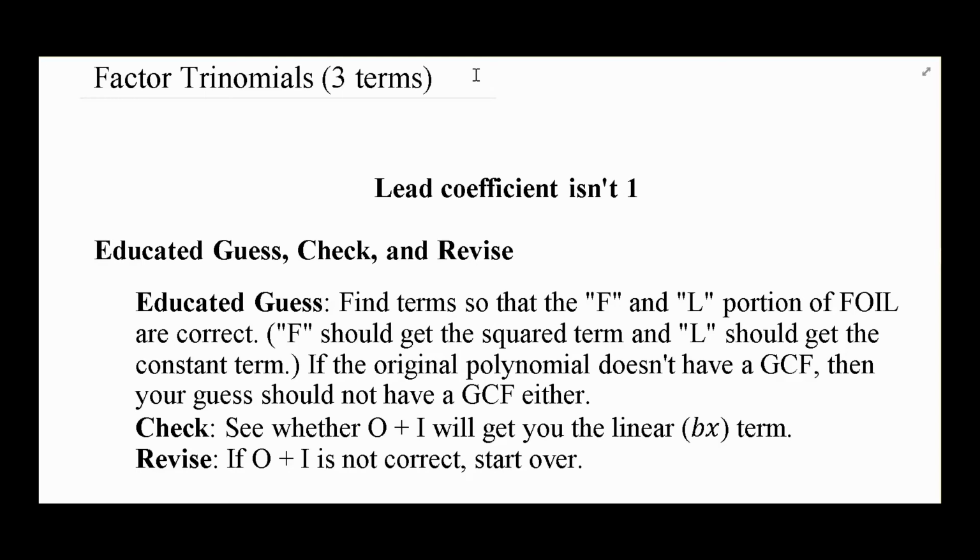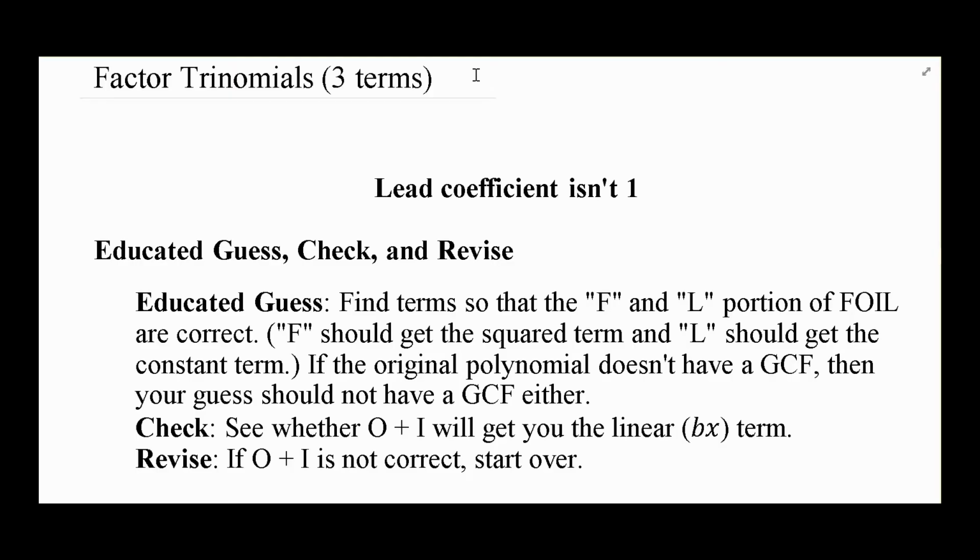So we're going to say if I multiply the first 2 things together, that will get me my squared term that I know I want. If I multiply the last 2 things together, I will get the constant term that I'm trying to get. So we're going to guarantee those 2 to be correct in the guess portion. Now, as far as FOIL is concerned, we also have to worry about the O and the I. So we're going to check that.